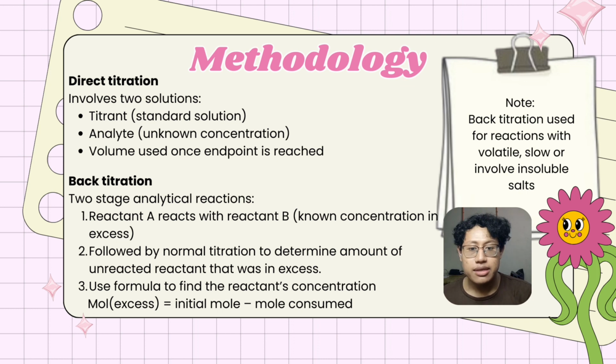It should be noted that back titration is used when one of the reactants is volatile, for example ammonia, or when an acid or base is an insoluble salt, for example calcium carbonate. It is also used when the particular reaction is too slow, such as when we use a weak acid and a weak base.